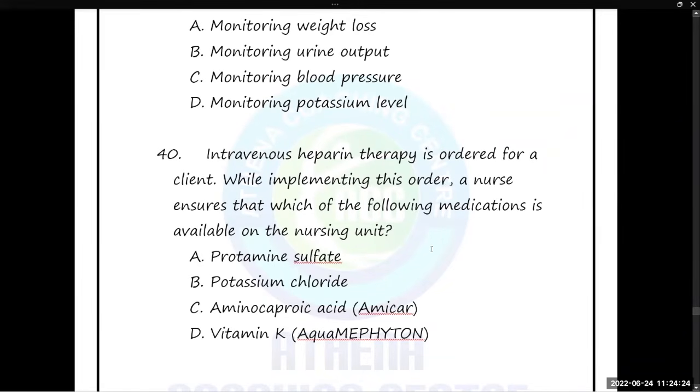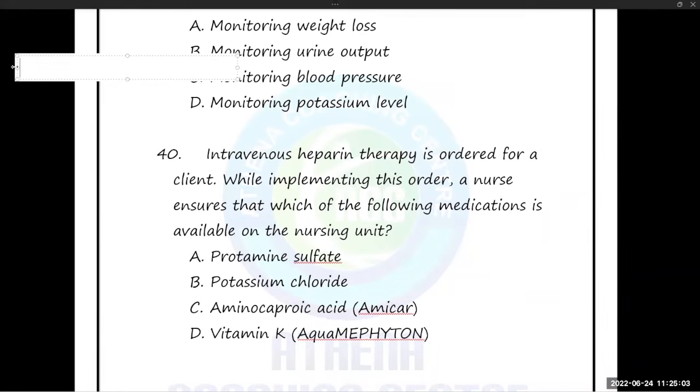And what are the other anticoagulants other than heparin? Warfarin. So what is the antidote of warfarin? Vitamin K. Vitamin K, very good. Any other anticoagulant? Aspirin can also act like that. So what is the antidote of aspirin? Activated charcoal. So we have learned three antidotes: heparin, protamine sulfate; warfarin, vitamin K; aspirin, activated charcoal.